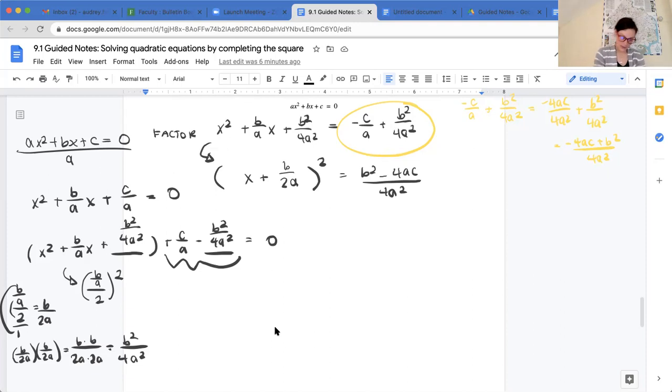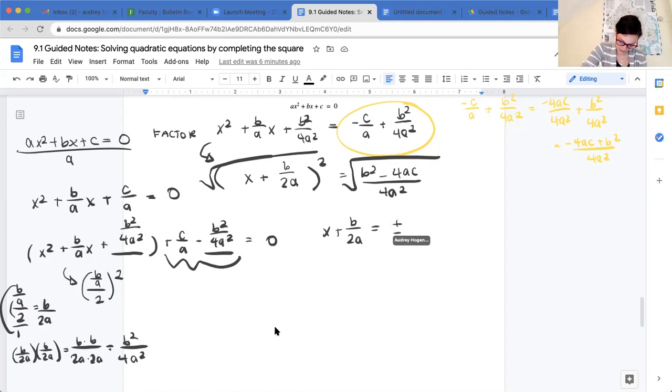And now we are going to take the square root of each side to get rid of that x plus b over 2a quantity squared. So that's going to just give me, on the left side, x plus b over 2a is equal to plus or minus the square root of b squared minus 4ac all over 4a squared.